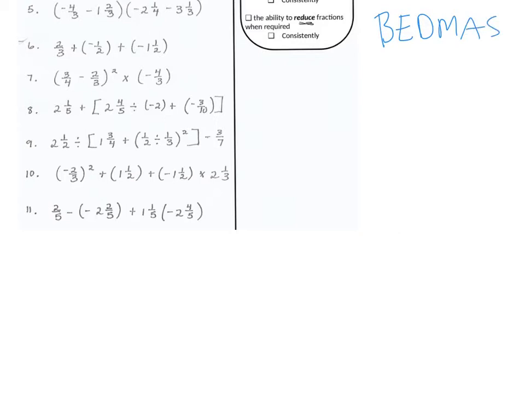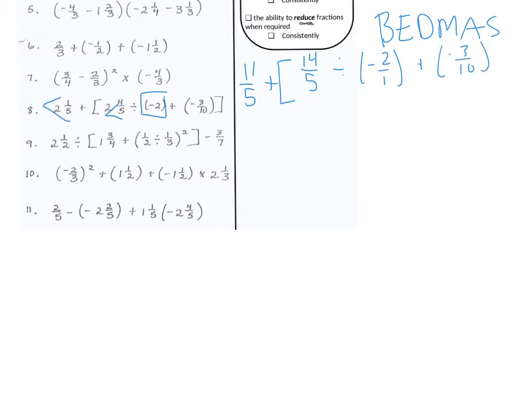So let's rewrite all this. I'm going to convert this right away. So 5 times 2 plus 1 is going to be 11 over 5. I'm going to add that to, in square brackets, 5 times 2 plus 4 is 14 over 5 divided by, I'm going to convert this guy right away to a fraction, negative 2 over 1. And then I have to add negative 3/10 to that mess.